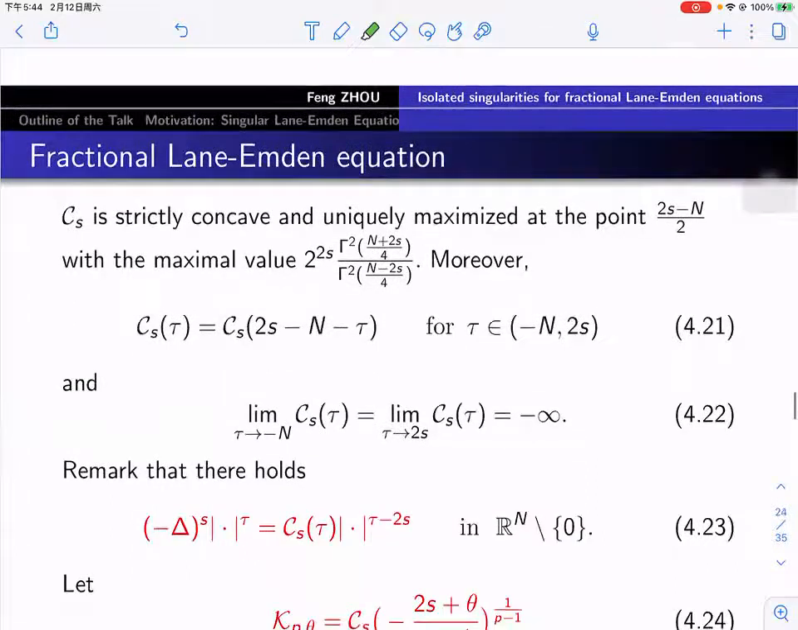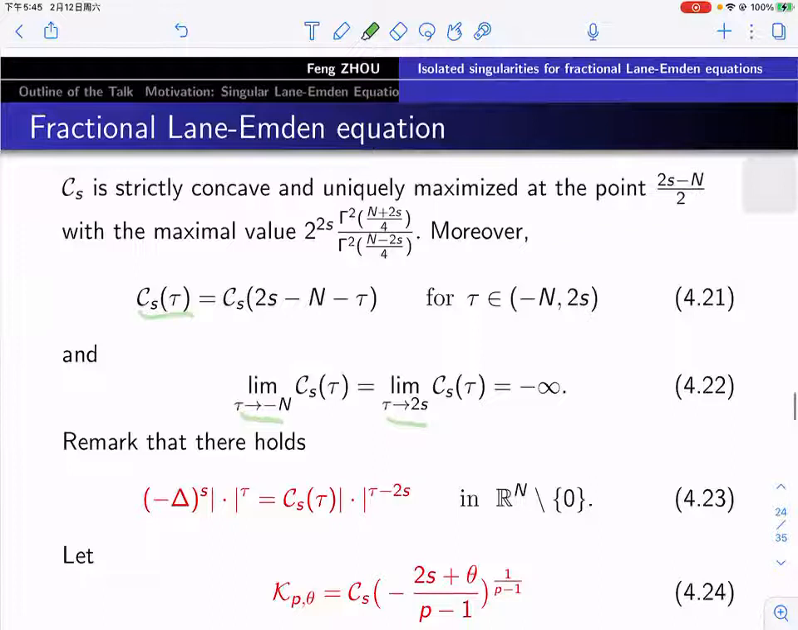The function is strictly concave and has a unique maximum at the point (2s - n)/2. In fact, this function has some symmetry properties with respect to the line (2s - n)/2. This is the property, and the limits of the function c_s(tau), when tau goes to -n and when tau goes to 2s, is minus infinity. Another property is that if we take the function |x|^tau, then we have this identity for any x different from 0.